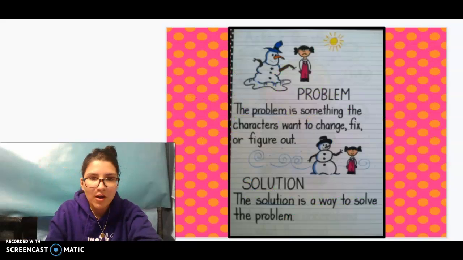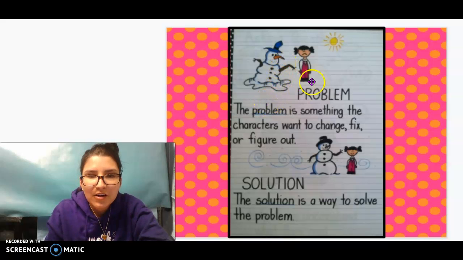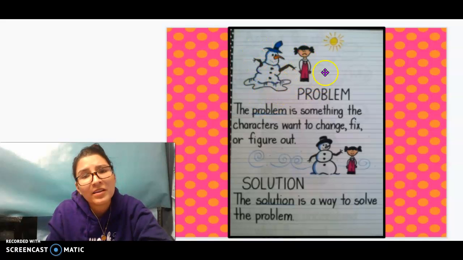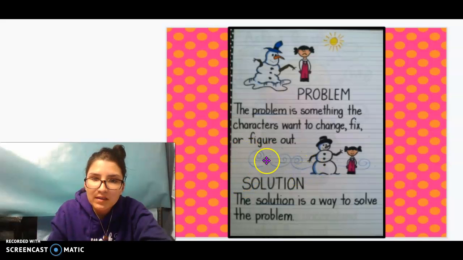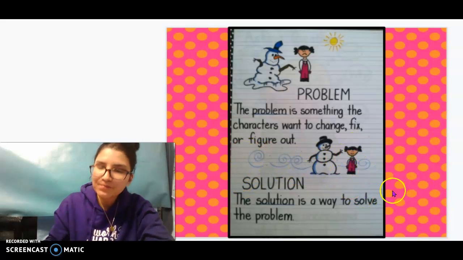Let me show you the picture I'm talking about right here. So right here, here's a little girl. She's frowning because her snowman is starting to melt. And why is that? The sun is out, all right? The solution: build a snowman or fix the snowman when it's windy and kind of cold, all right?